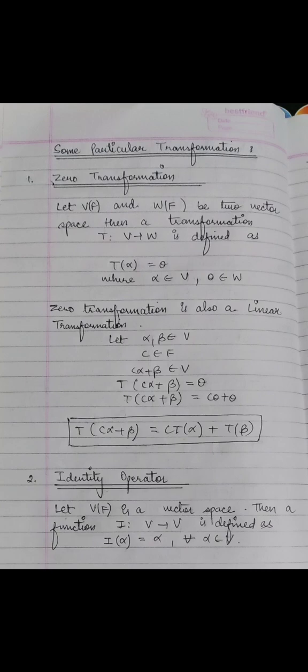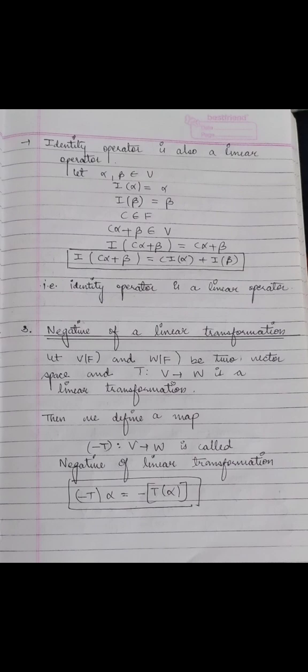Second is the identity operator. Let V(F) be a vector space, then the function I: V → V is defined as I(α) = α for all α belongs to V. The identity operator is also a linear operator. Let α, β belong to V, with I(α) = α and I(β) = β, where c belongs to F and cα + β belongs to V. Then I(cα + β) = cα + β = cI(α) + I(β). That is, the identity operator is a linear operator.